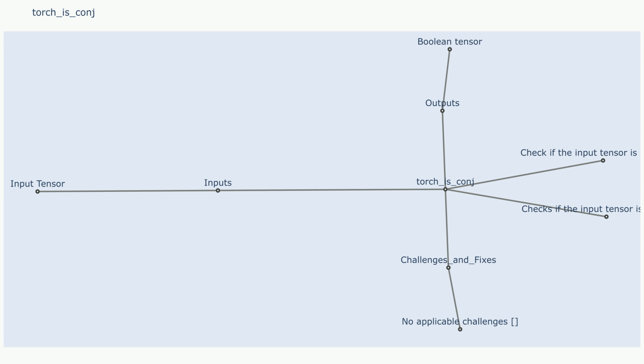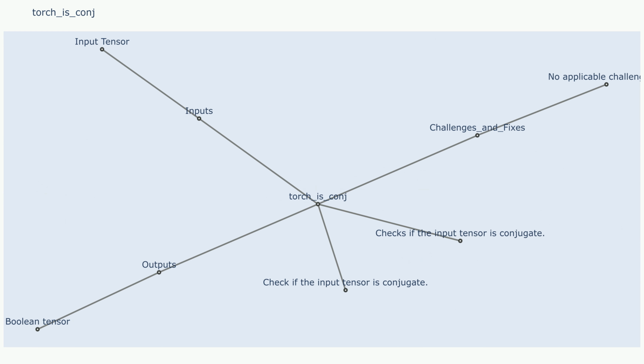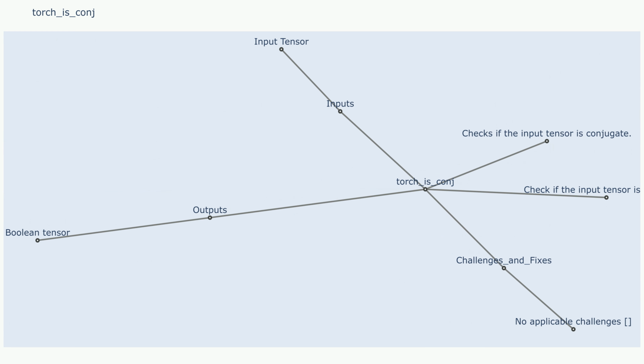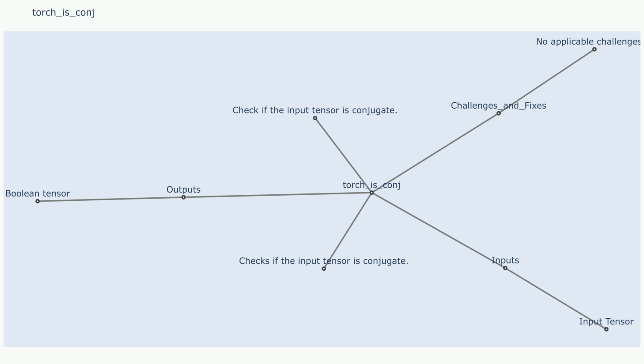Challenge 2. If the input tensor contains any NaN values, the function may return incorrect results. Sample use case that resulted in challenge 2. Python. input_tensor = torch.tensor([1 + 2j, float('nan'), 3 + 4j]). torch.is_conj(input_tensor). Fixes to challenge 2. Remove NaN values from the input tensor before calling the function.